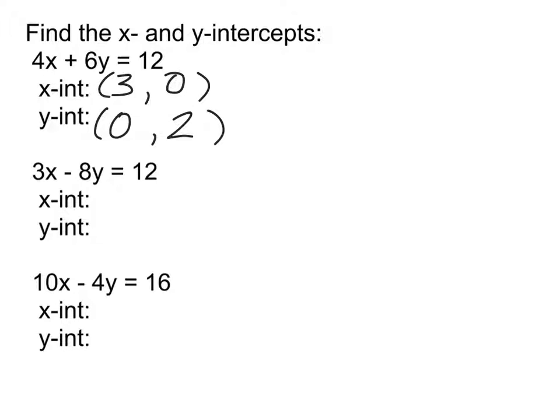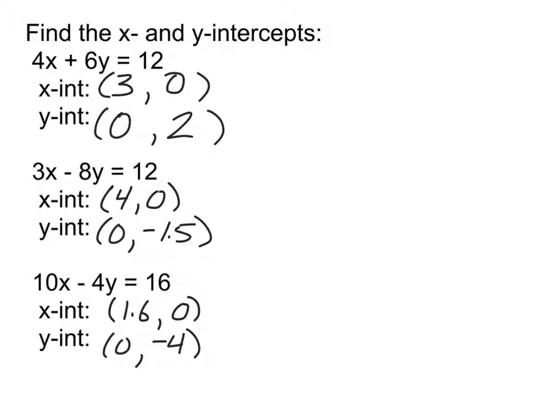There's our answer for our first problem, so you can check it and make sure you're on the right track. Keep going from there. There's the answer for the second one. I chose to write it as negative 1.5. If you prefer negative 1.5, that's perfectly fine. It's up to you. Alright, and there's our last answer. So you can check and make sure that you're on the right track.